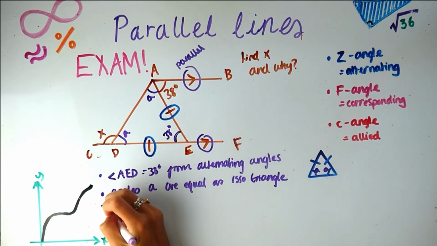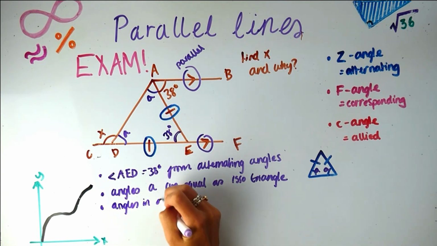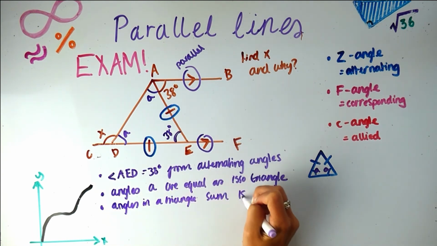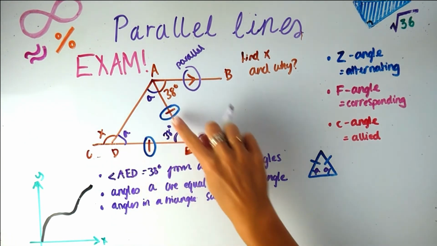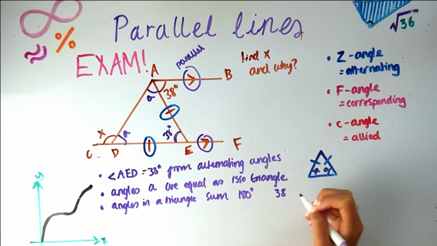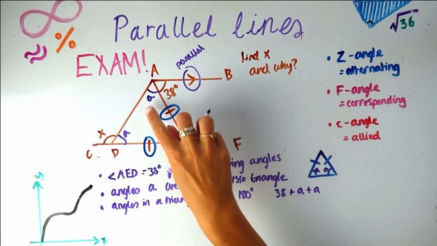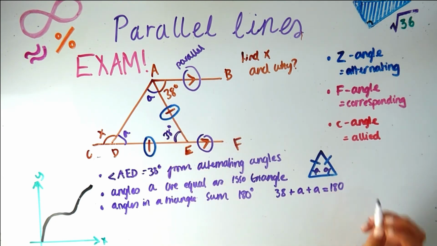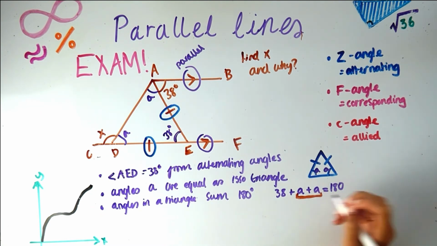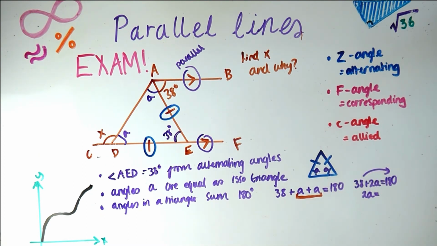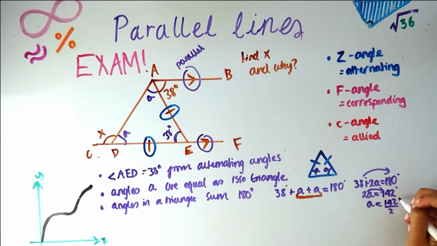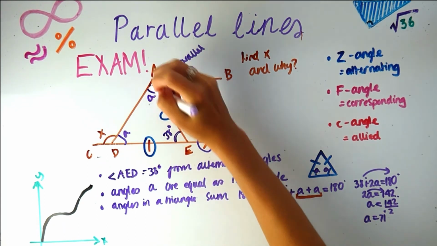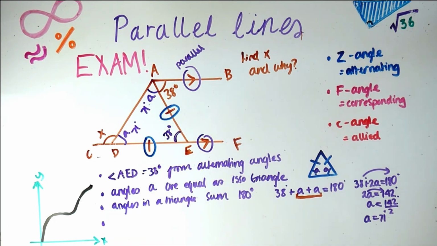We also know, next thought process, that angles in a triangle sum to 180 degrees. So that means if you add up all the interior angles of a triangle, they equal 180. So this is our triangle, and what do we have? We have 38 degrees plus A plus A, they all add up to 180. So now you should probably label A because we put A in there. Next thought process, so nearly there.